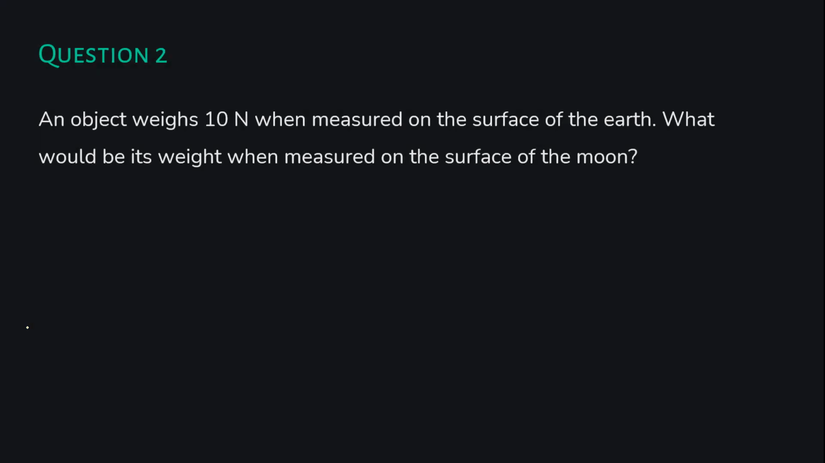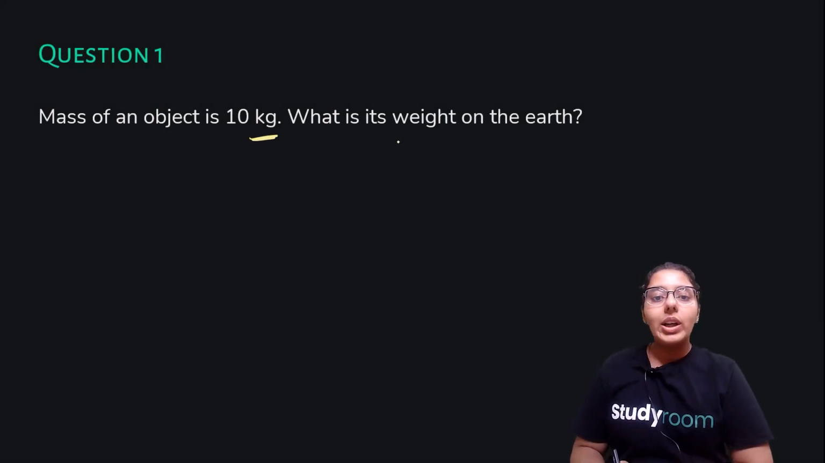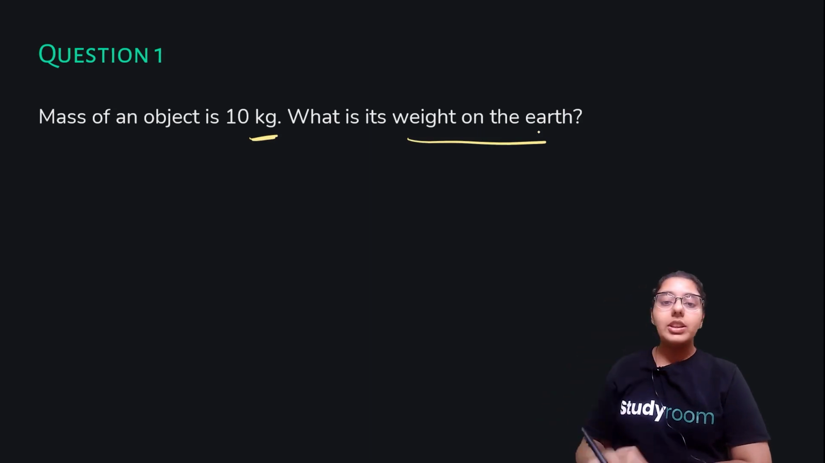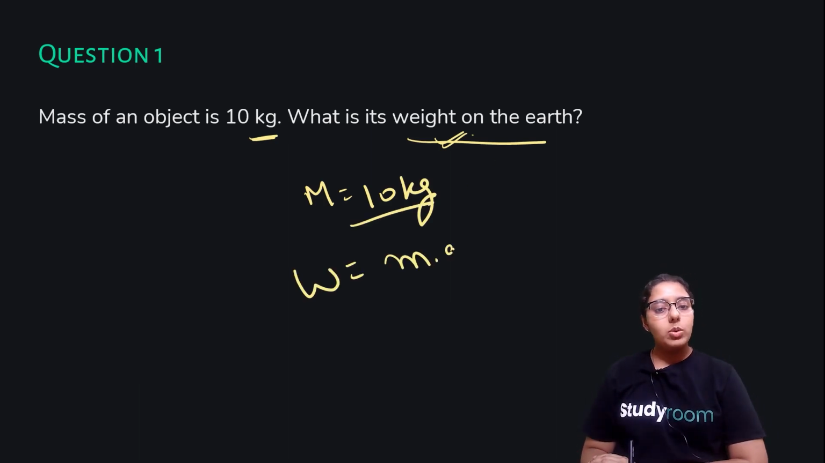So let's do this question and you people have to tell me this. Mass of an object is 10 kg. What is its weight on earth? Firstly, we have to calculate the weight on earth. We know mass is 10 kg. If we have mass, can we calculate the weight? Of course, we know that weight is equal to m into g.